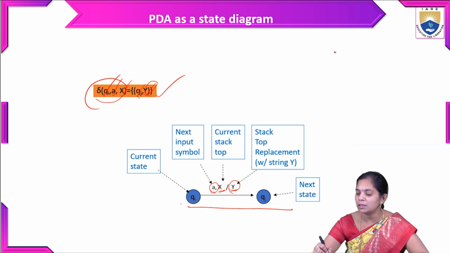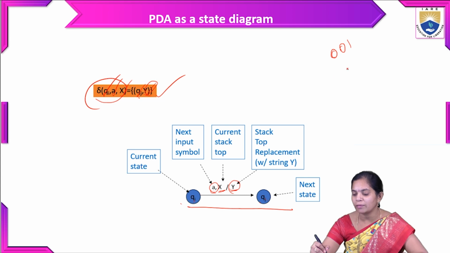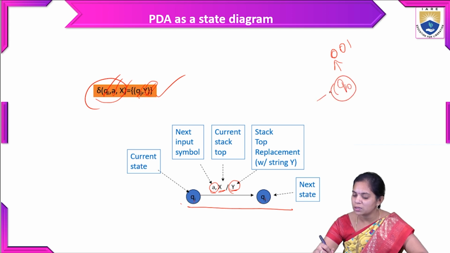So suppose here 001 is the string. We have to construct a pushdown automata. So first string we have to take, and we have to give Q. Suppose this is an example of a PDA.